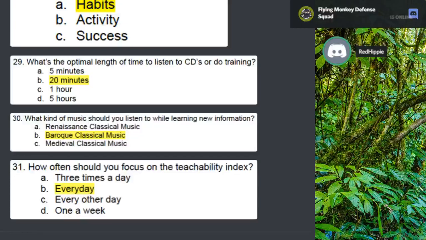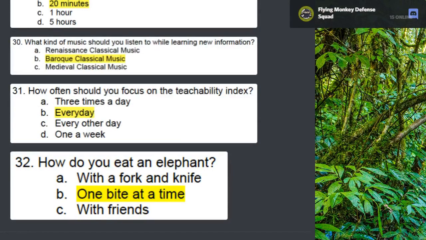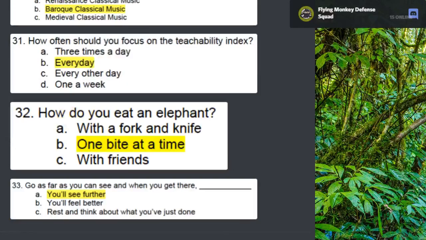How do you eat an elephant? One bite at a time. Yes. Go as far as you can see, and when you get there, blank. Keep going. That's pretty good. You'll see further. Feel around.